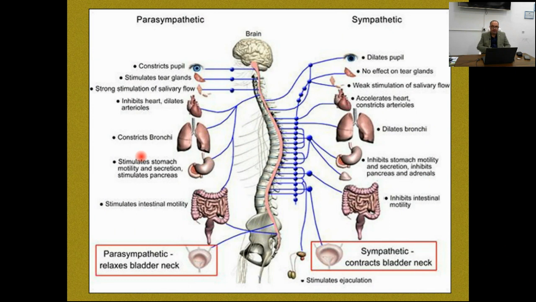These are the main differences in the anatomical distribution of the sympathetic and the parasympathetic systems. The sympathetic system can dilate the pupils, whereas the parasympathetic can cause miosis, or constriction of the pupil. There is weak stimulation of the salivary gland by the sympathetic, whereas the parasympathetic gives strong stimulation of the salivary flow.